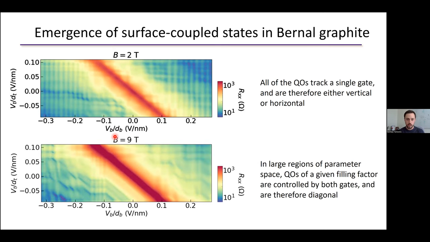And then as I go past the ultra quantum limit to 9 Tesla or above, I start to see contrasting phenomenology, where in addition to this large magnetoresistance along the line of overall neutrality, I see quantum Hall states whose constant filling factor is parallel to this line of overall neutrality, meaning that, normalized by the top and bottom gate capacitance, it tracks along the condition where we're maintaining a fixed filling factor with the combination of the two gates. Then as we delve further, we get to this checkerboard regime, and then we go back to a diagonal regime as we delve even further still.